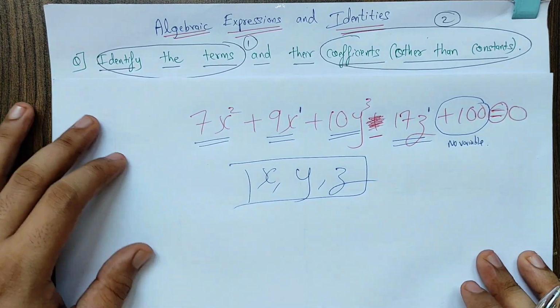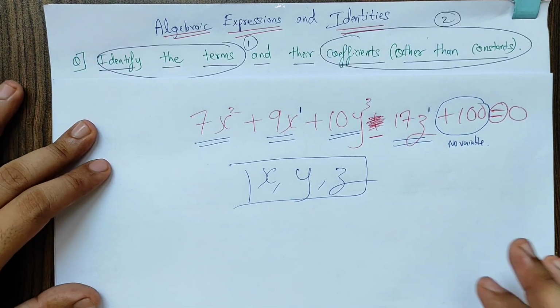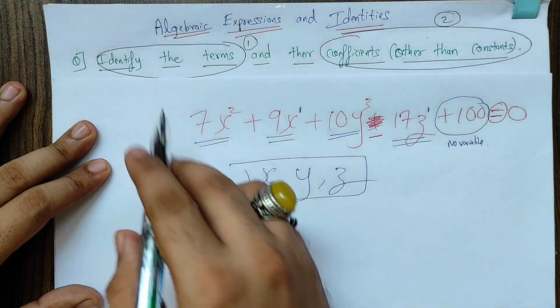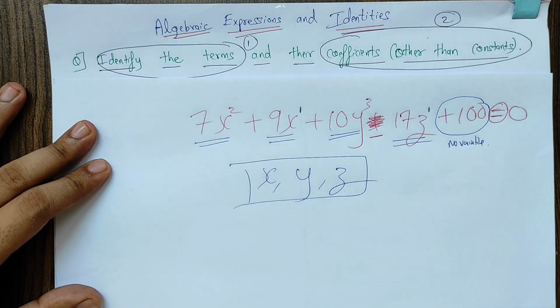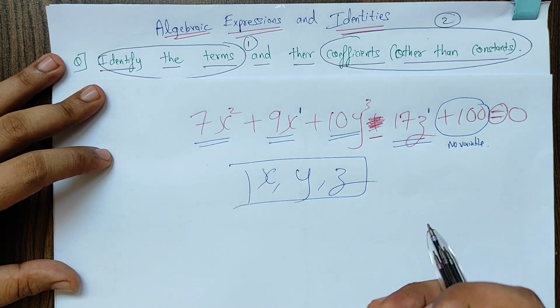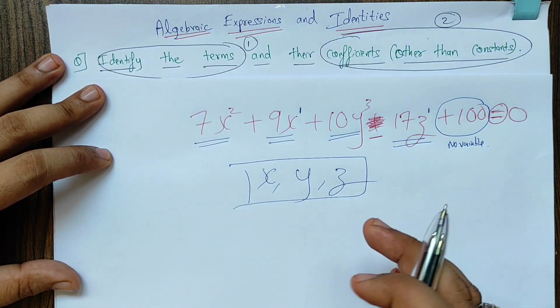No variable. Okay, now let me explain this question with the help of my example over here. Identify the terms. We have to identify the terms. What are terms? See, everything is not possible for me to write in statement form.